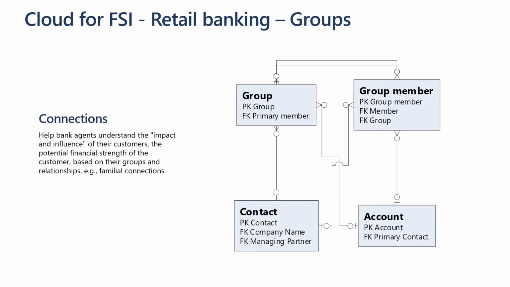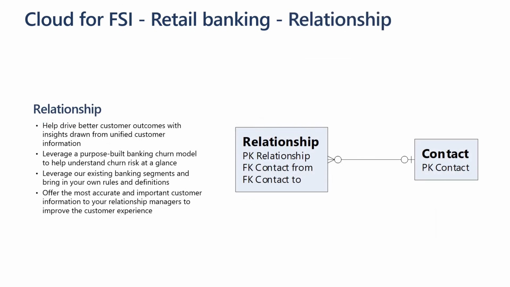By unifying customer data, we can utilize the next powerful customer insight, which is connections. Connections help bank agents understand the impact and influence of their customers, and the potential financial strengths of the customer, based on their groups and relationships. For example, familial connections and business connections. It also enhances relationship manager productivity. Help drive better customer outcomes with insights drawn from unified customer information.